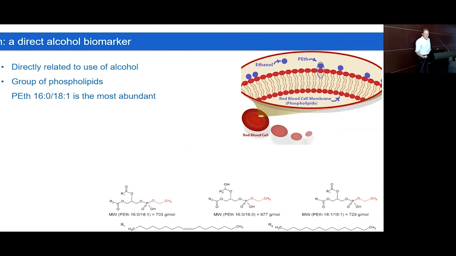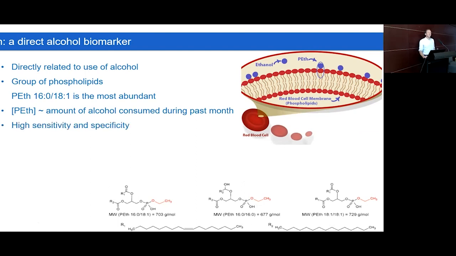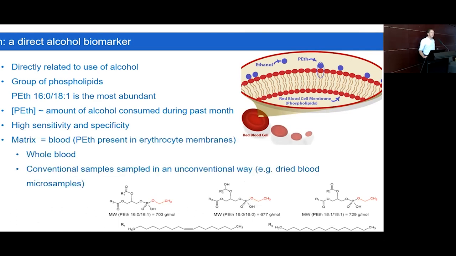It's a group of phospholipids, but PEth 16:0/18:1 is the most abundant, and this refers to the length of the carbon chain, so 16 carbons or 18 carbons, and the 1 refers to the one double bond. This is the one that we monitor. It gives you a rough idea of the amount of alcohol that has been consumed during the past month, with really high sensitivity and specificity. And the matrix that we're using, which is advantageous if you want to work with microsampling, is blood, because no conversion is needed.